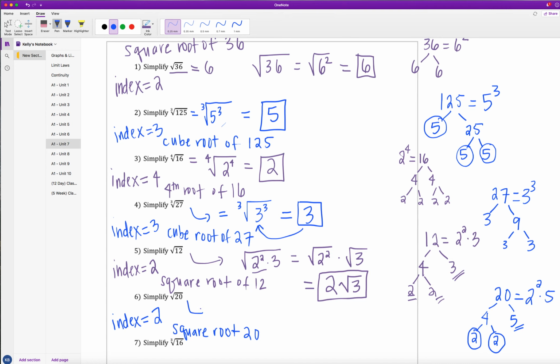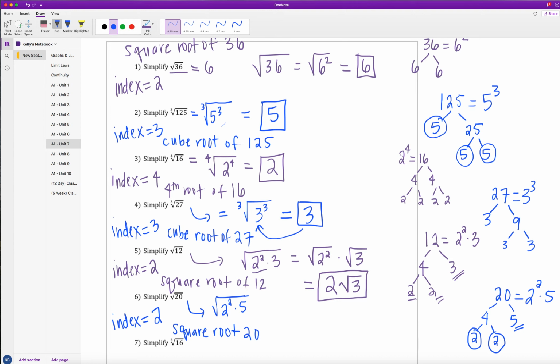What that means is in my original square root, instead of taking the square root of 20, I can replace the 20 with 2 to the second times 5. From here, it's going to be similar to example 5. Now, I think you guys should pause the video and try to finish example 6 on your own first, and then we'll check it together.